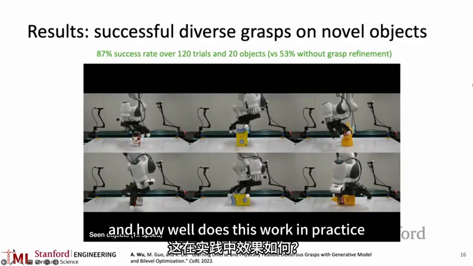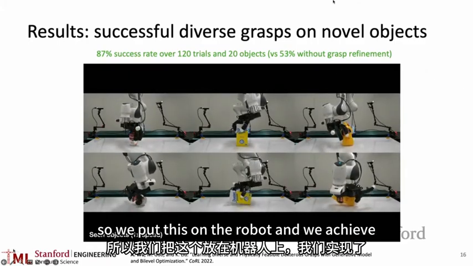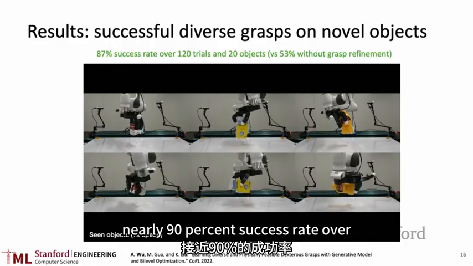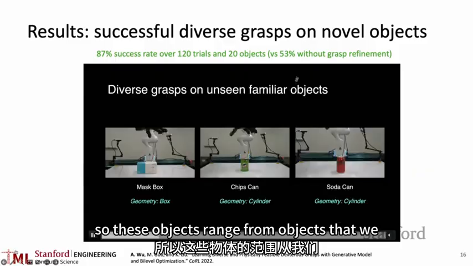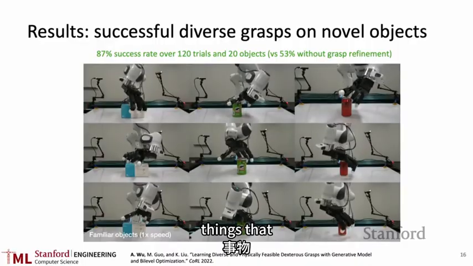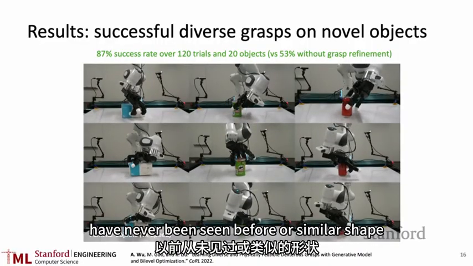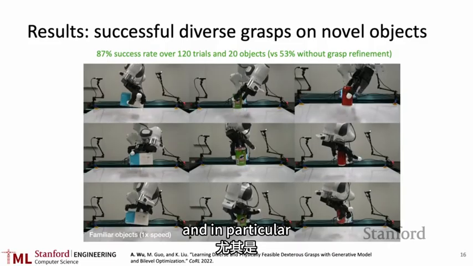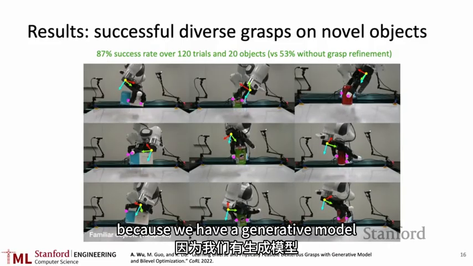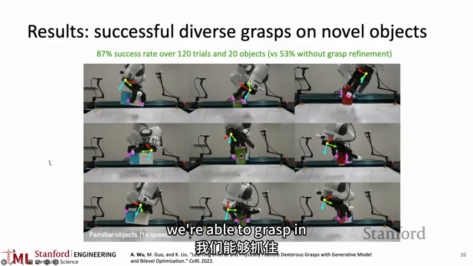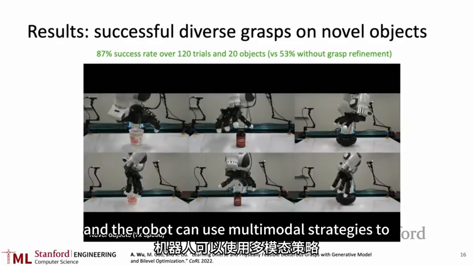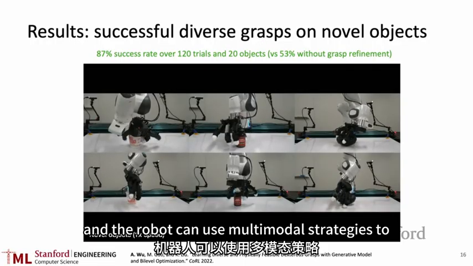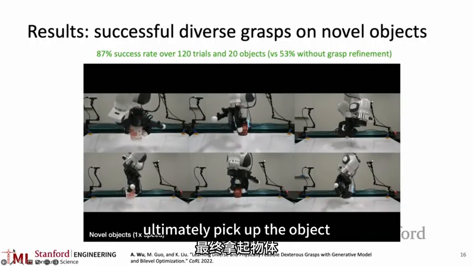And how well does this work in practice? We put this on the robot, and we achieve nearly 90% success rate over 20 objects and 120 trials. These objects range from objects that we gave during training to things that have never been seen before, or of similar shape, and everything in between. In particular, I would like to note that in our pipeline, because we have a generative model, we're able to grasp in a lot of different configurations, even for the same objects. And the robot can use multimodal strategies to ultimately pick up the object.